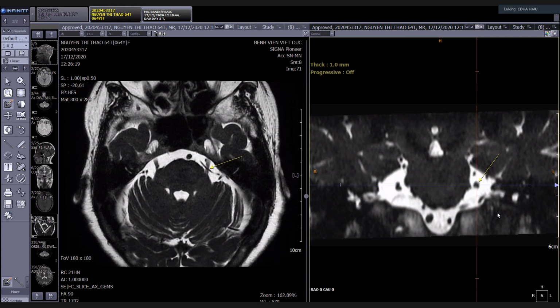Okay, so to summarize, I think that neurovascular conflict is a clinical diagnosis. So that's the reason. You cannot make the diagnosis of neurovascular conflict without clinical symptom. Okay.